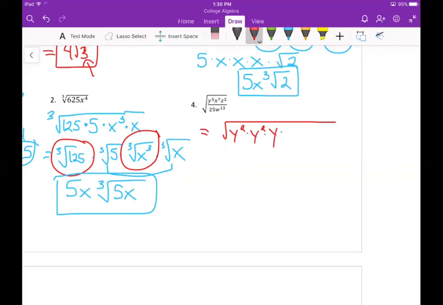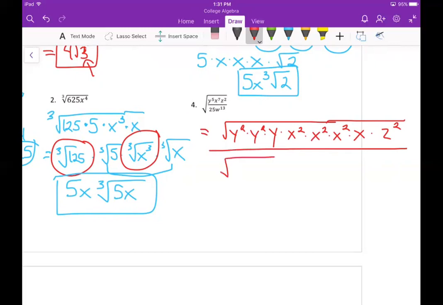As far as my x's go, I'd have x squared. Definitely going to need a little more space here. There we go, x squared. There's 4, there's 6, and I'd have 1 left over to get to 7. And z squared is already good to go. I can handle my numerator separately from my denominator. 25, we don't need to do anything with. That's already a perfect square number. W to the 13th, and we're going to have a few W squareds here, right? There's 4 W's, 6 W's multiplied together, 8, 10, 12, and 1 left over.